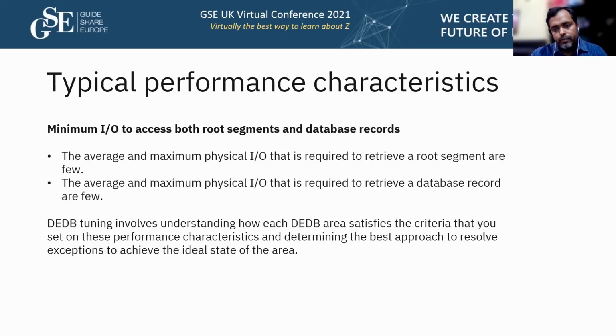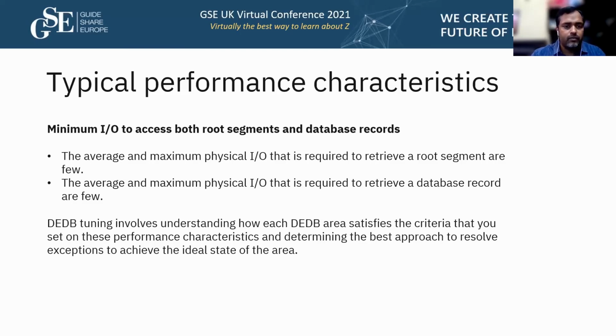Next slide, please. Okay, so another aspect is that we need to minimize the IO. The average and the maximum physical IO it takes to retrieve a root segment should be minimized as much as possible. The average and the maximum physical IO required to retrieve a database record should also be few. If we can reduce the number of IOs, then the performance can be increased. So when we talk about tuning a DEDB, the important aspect is that all these criteria should be satisfied as much as possible to get the best performance out of your DEDB.